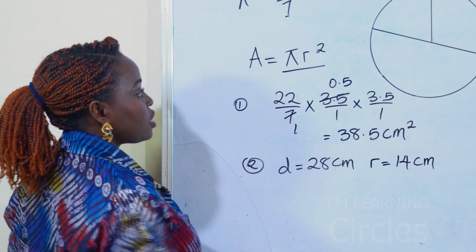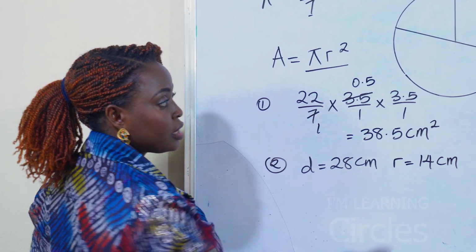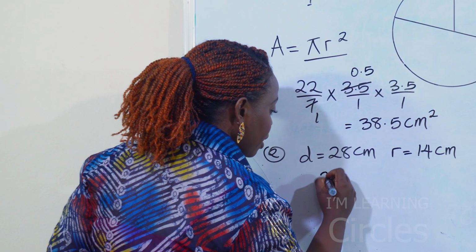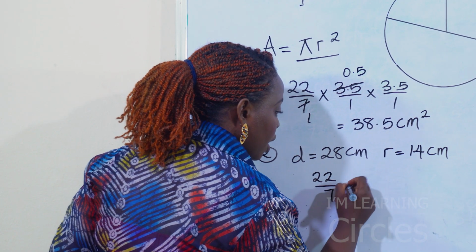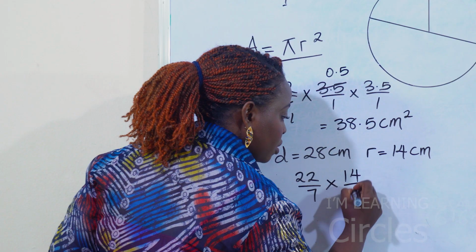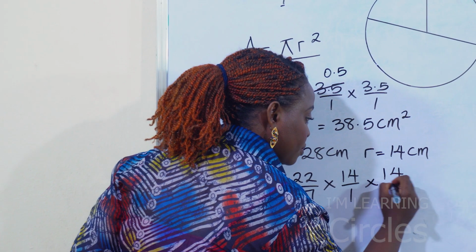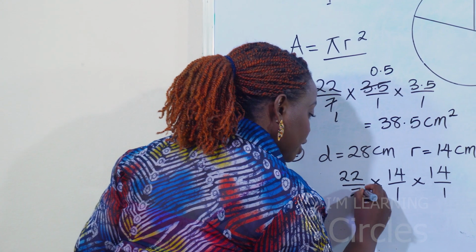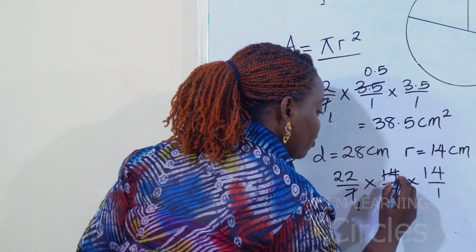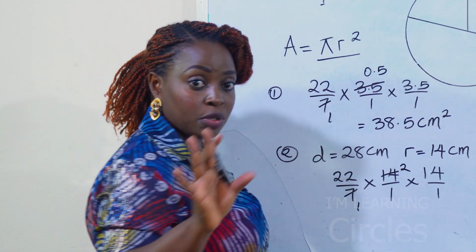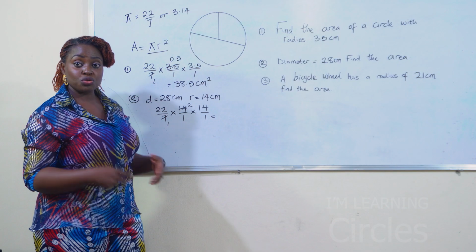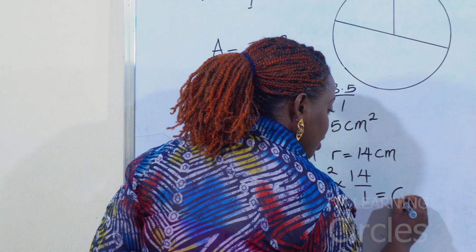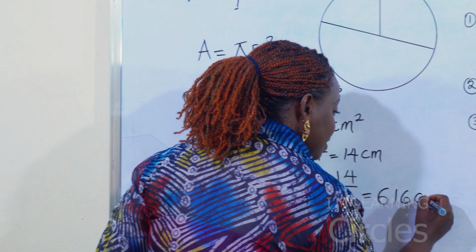Now let's plug this into this formula to find the area for number 2 question. Pi r squared. Can I reduce? Yes, I can. 7 will go here 1 time, 7 will go in 14 2 times. Now it's time to multiply. 22 times 2 is 44, and 44 times 14 is 616 centimeters.